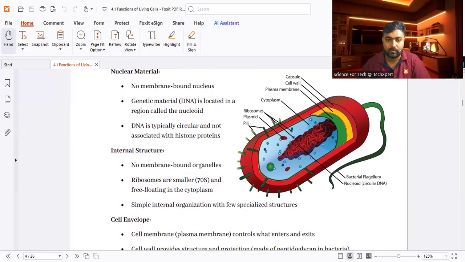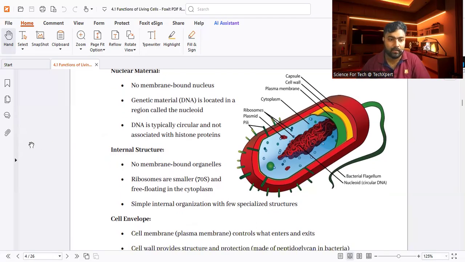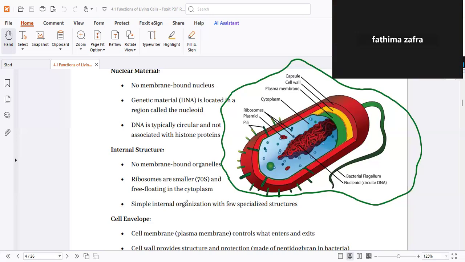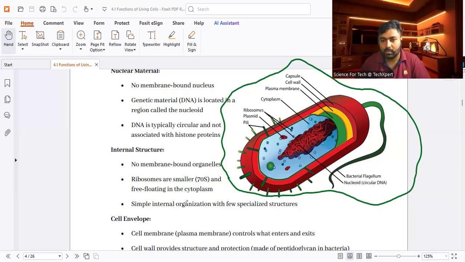Okay. Then here, observe this cell and tell me what is the organelle you can see in here? So can you repeat the question? In this typical bacterium cell, what is the organelle you can see?